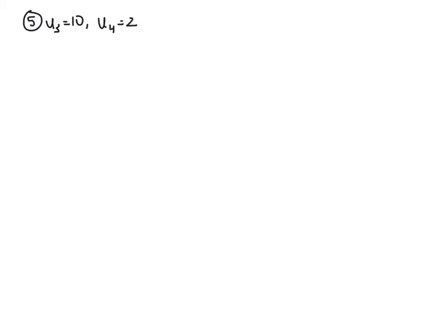So number 5 is a review question from topic number 1. It's a geometric sequence, and they want us to figure out some stuff given that the third term is equal to 10 and the fourth term is equal to 2.